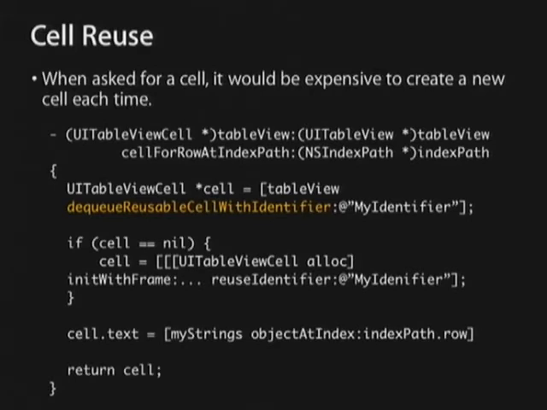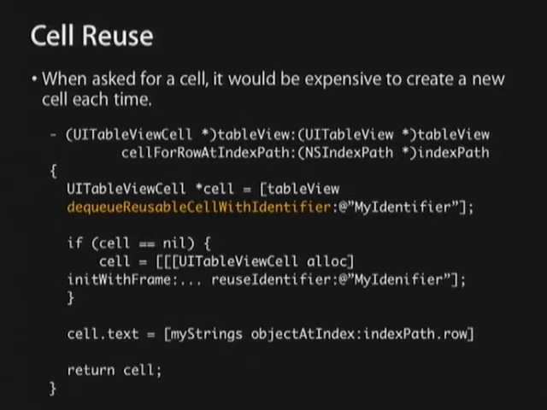So an expanded implementation of that TableView cell for row at index path, you would start out asking the TableView to dequeue a reusable cell for some given identifier. And only if it doesn't have one would you allocate and initialize a new one. And then in all cases, configure the cell however you'd like for display and return it.